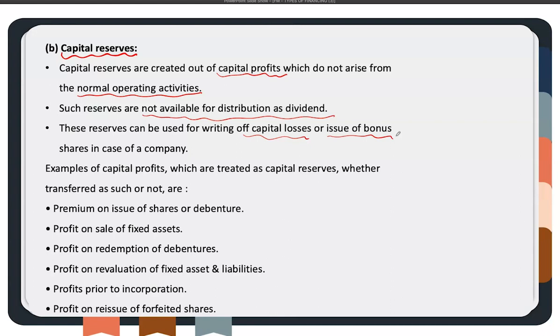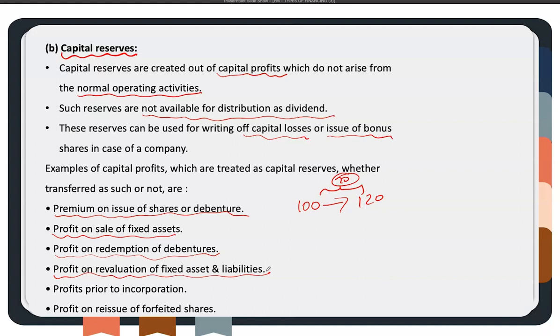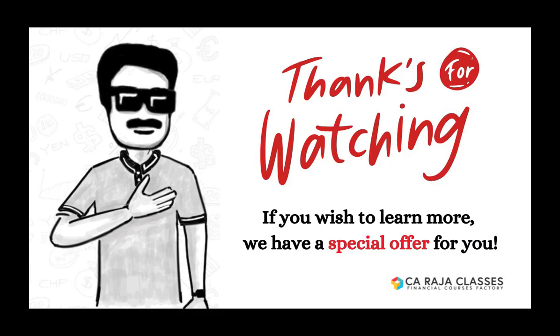An example of capital profits or capital reserves can be premium on issue of shares or debentures. Let's say a 100 rupees share issued for 120 rupees. So this 20 is a premium and that is a capital reserve. Then profit arising on sale of fixed assets, profit on redemption of debentures, profit on account of revaluation of fixed assets, liabilities, profits which are prior to incorporation, and profits arising on reissue of forfeited shares. All these are examples of capital reserves.